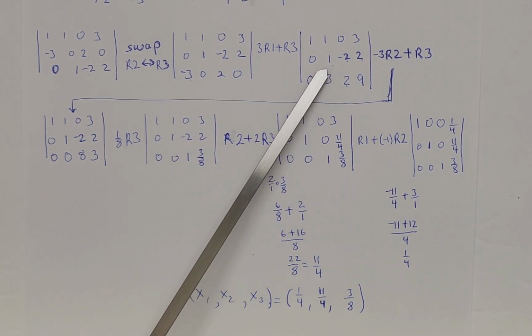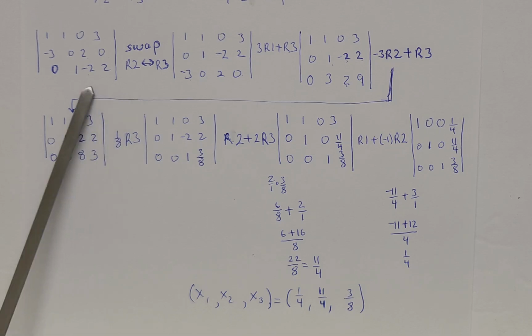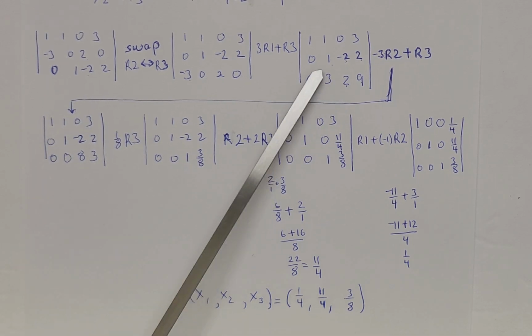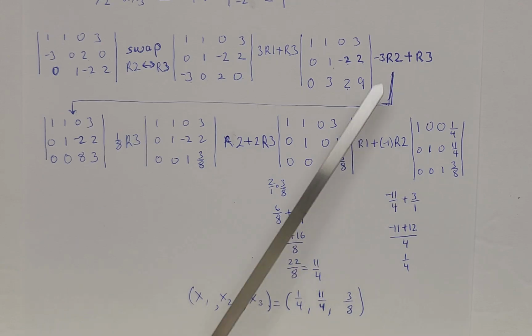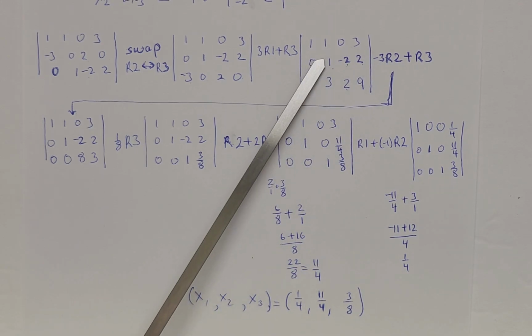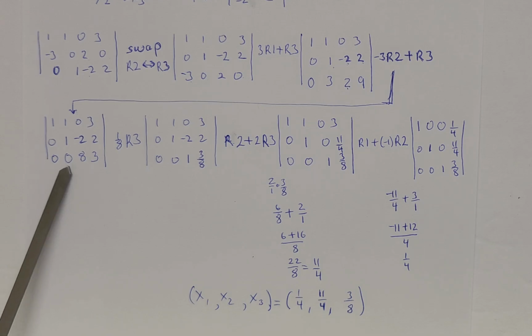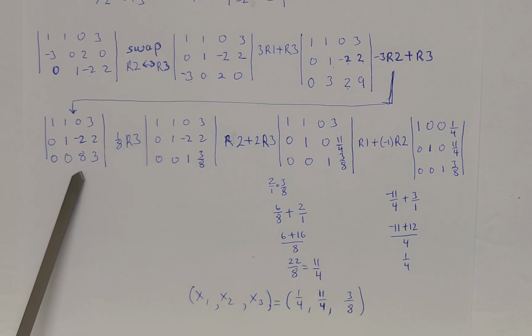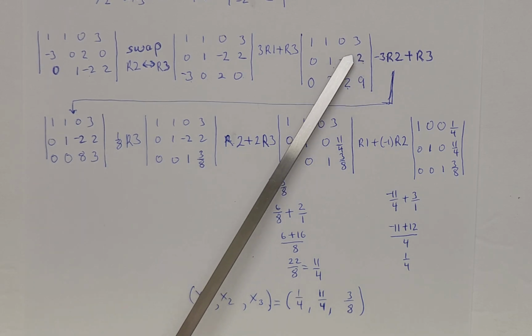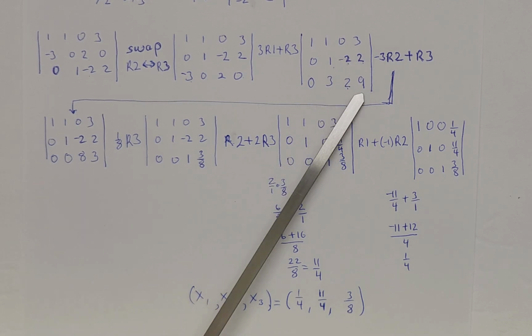Next, I want this 3 to be 0, so I brought it down here, okay? So opposite of -3, +3 will be -3. So -3 times this 1 gives -3, -3 plus 3 gives me this 0. -3 times -2 gives me -6, -6 plus 2 gives me this 8. -3 times 2 gives me -6, plus 9 gives me this 3, all right?